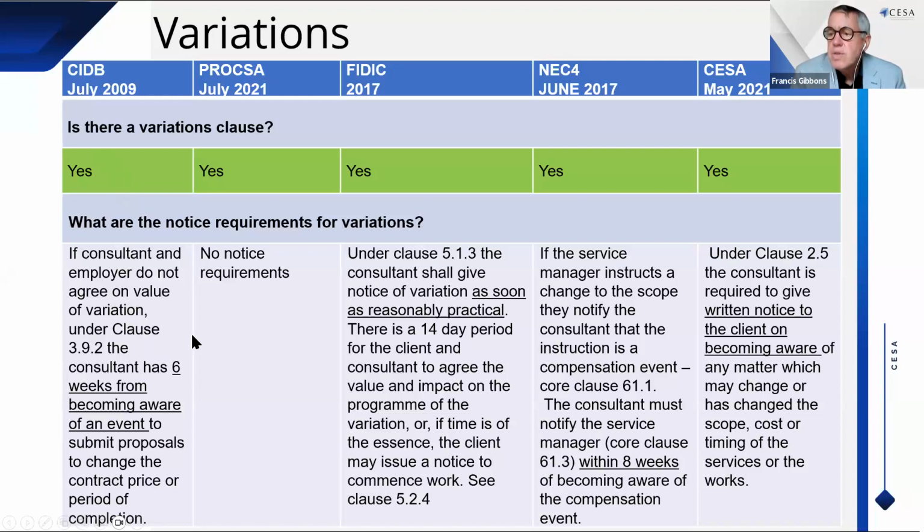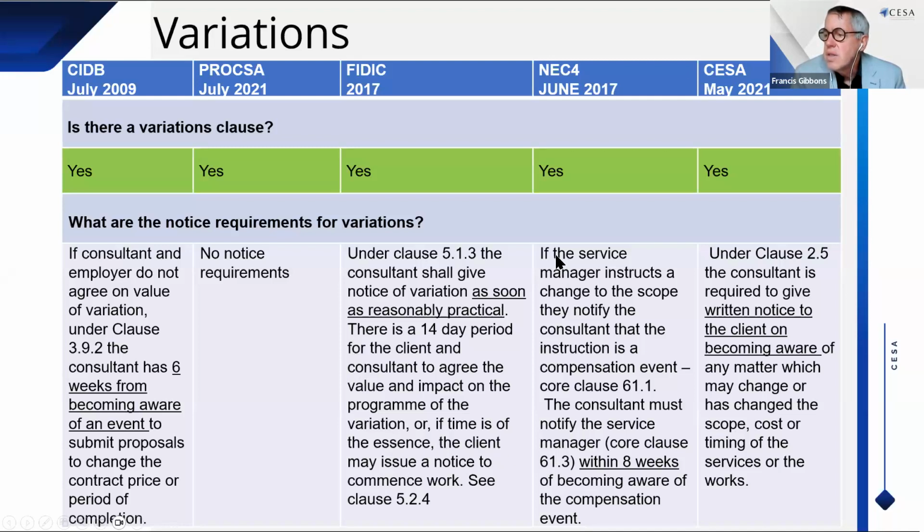What are the notice requirements for variations? So under CIDB, it's 6 weeks from becoming aware of an event. Under PROXA, there's no notice requirements. Under FIDIC, as soon as reasonably practical, and there's a 14-day period for the consultant and client to agree on the impact of the variation. And if you can't agree within that time, then the client may still issue a notice for you to commence the work.